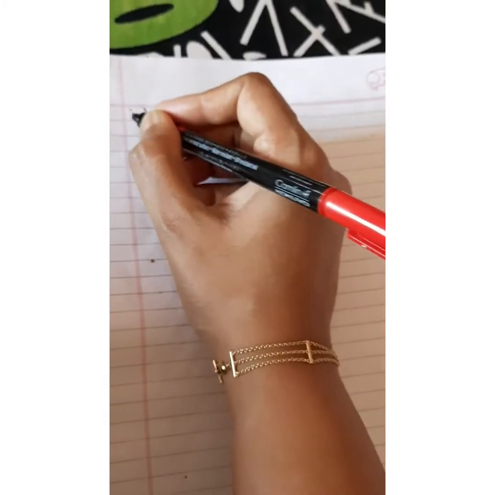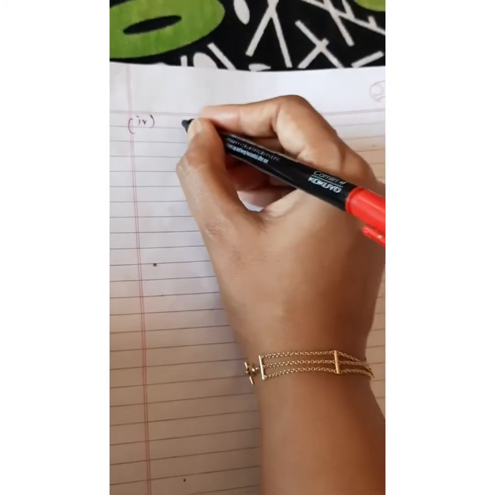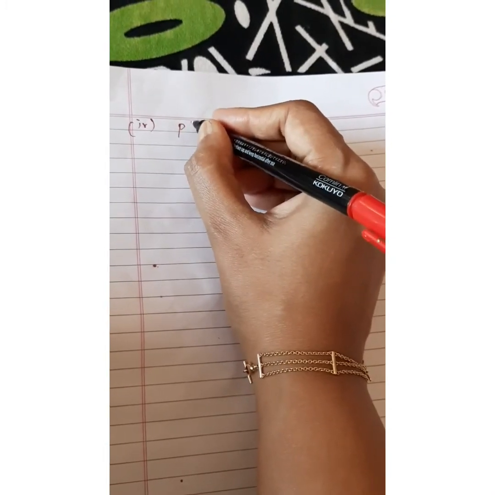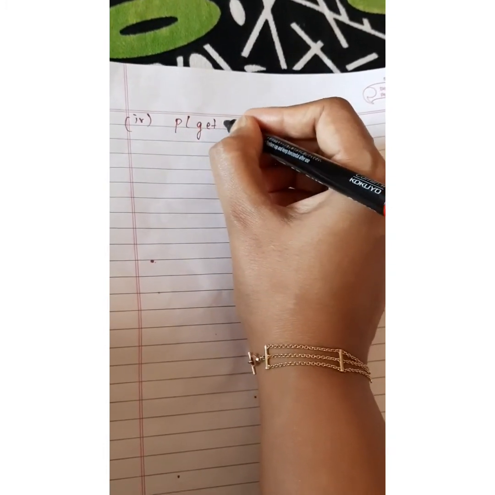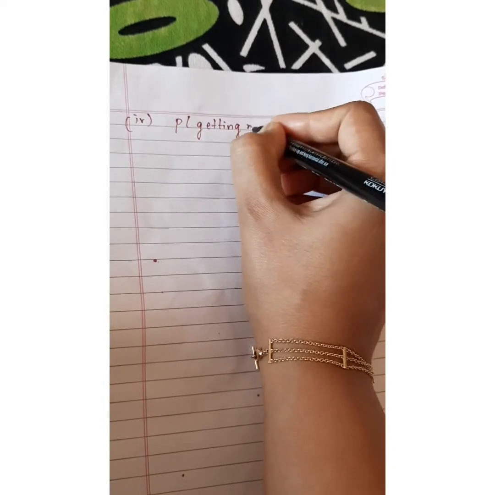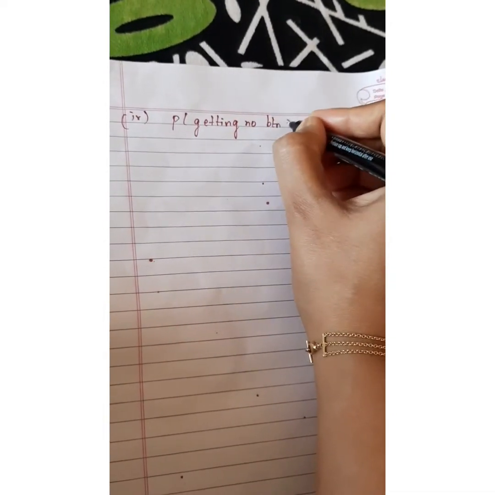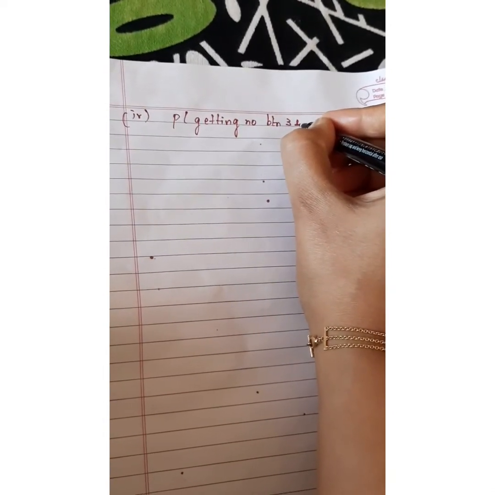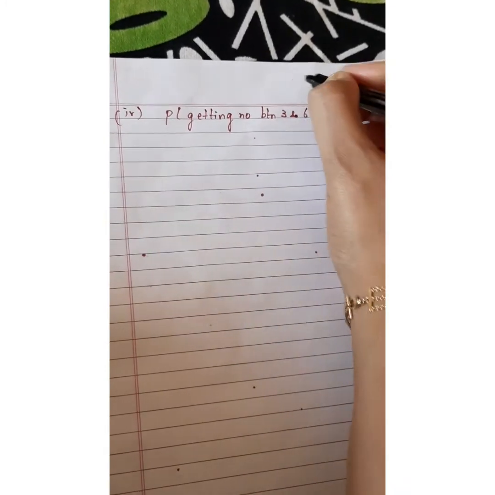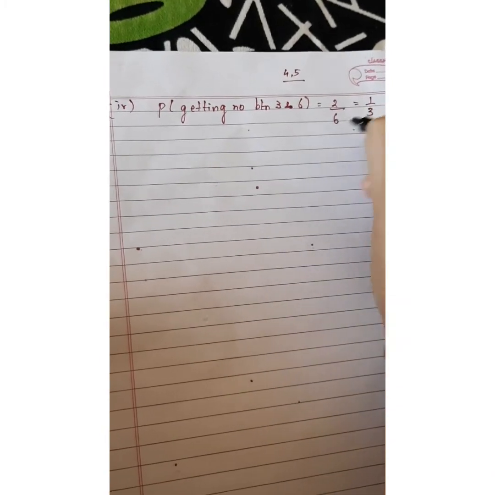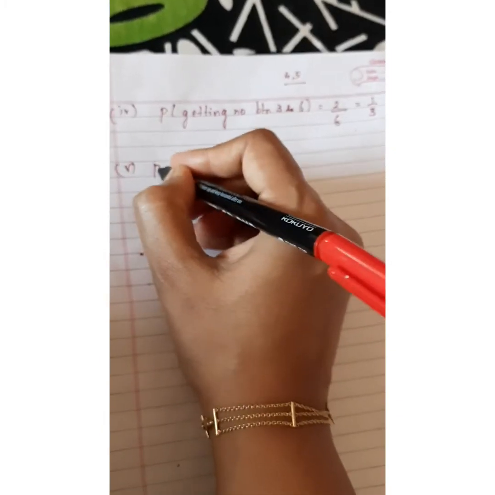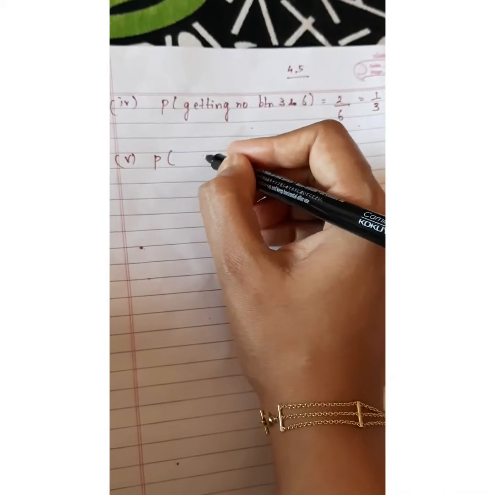Next, the fourth part of question 4. Probability of getting a number between 3 and 6. That's going to be 4 and 5. Between, we have to exclude both the numbers. So that's going to be 2 by 6, which is equal to 1 by 3. Further simplifying, we get 1 by 3.